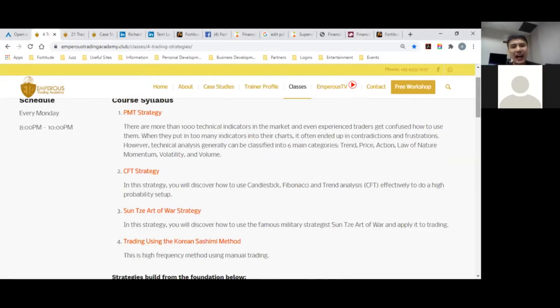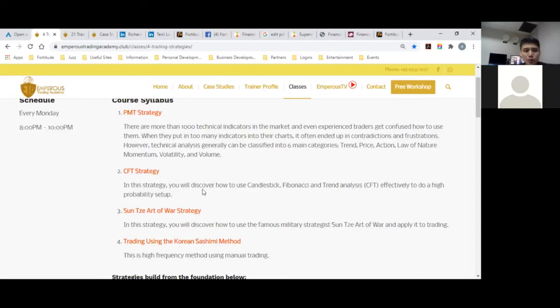PMT strategy, and how does that benefit you? Because in the market, there are more than 1,000 technical indicators, and even experienced traders get confused and don't know which indicator to use. Sometimes when they put too many indicators, they end up in contradiction. So I designed this PMT strategy to help people classify technical analysis into 6 main categories. There are trend, price action, and then the law of nature, which is Fibonacci, and then momentum, volatility, and volume. With PMT, we will use price action, momentum, and the trend to do a high probability setup.